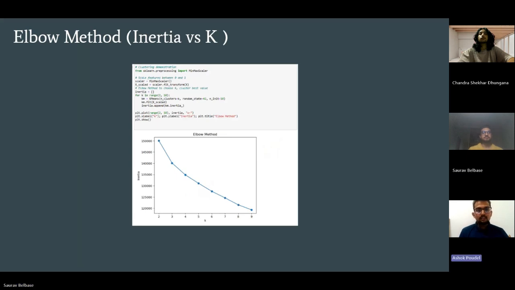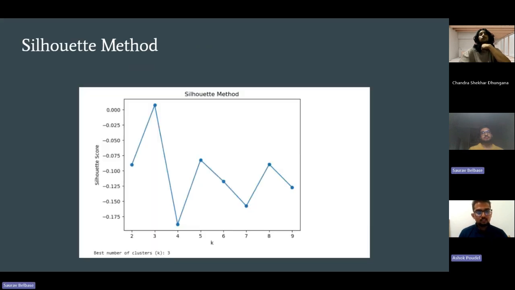And in order to find the best cluster value, we have implemented the elbow method and silhouette method, and we get a cluster value of 3, which is shown by the elbow method. And next slide, please. And the silhouette method. And now to continue the slides onwards, I will request Chandra.